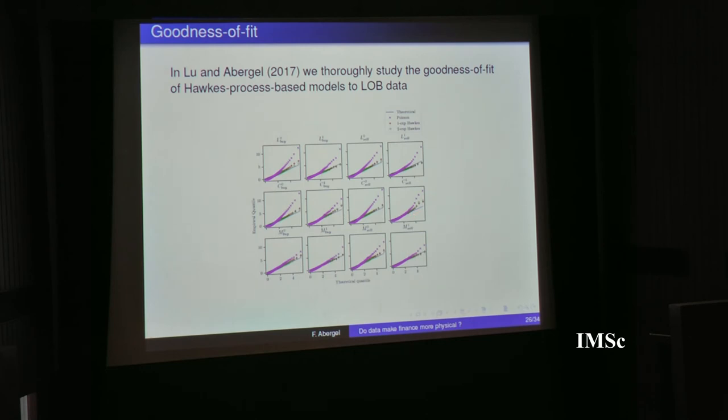Now, why is that so? It took us a bit of time to understand, and then it became very simple. Some orders trigger orders of other types. This is easily represented by Hawkes processes. But some orders prevent orders of other types. So there is an inhibition effect. And this was not accounted for by the initial Hawkes models that we designed.